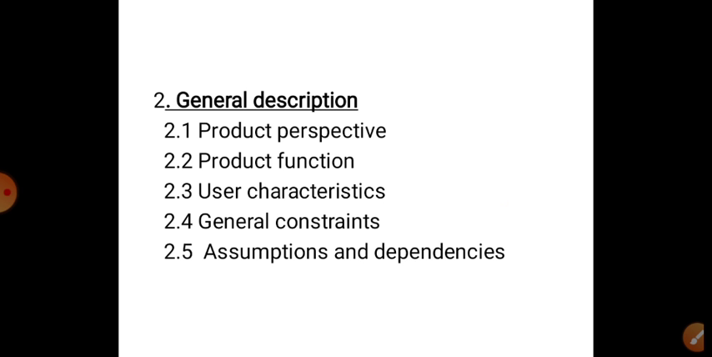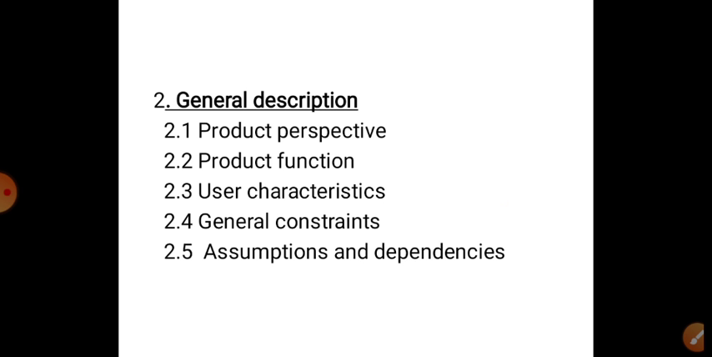Next title is general description. It contains product perspective. In product perspective, we speak about the characteristics of the product. It gives more detail about the software and its purpose. Second, product function. It speaks about the software functionality. What are the services available? Third, user characteristics. So it speaks about who the users are and it gives details about who can use this system.